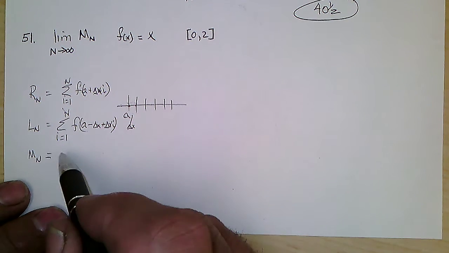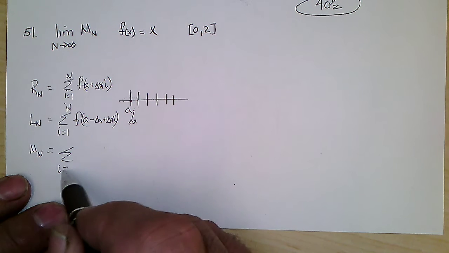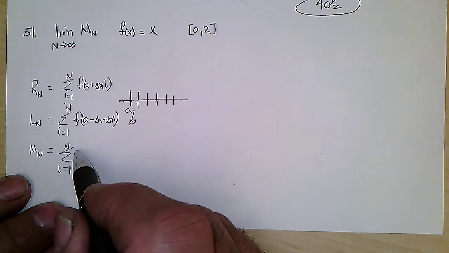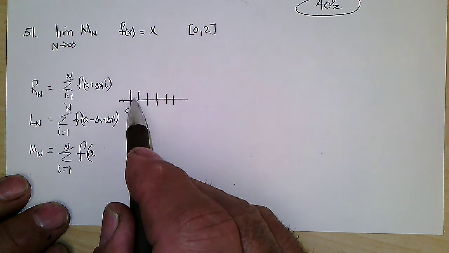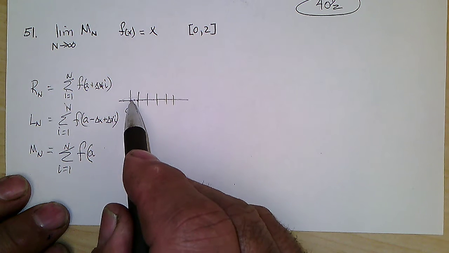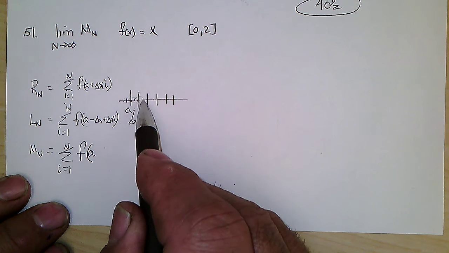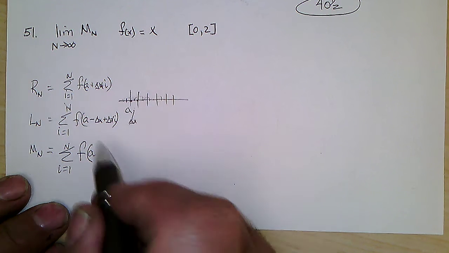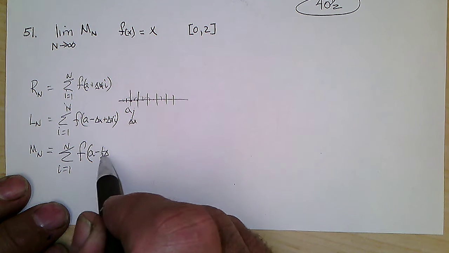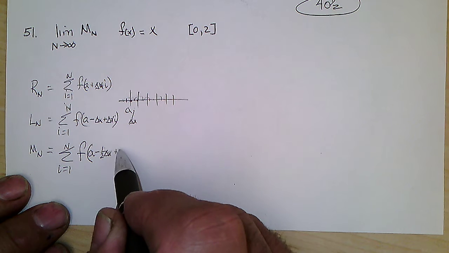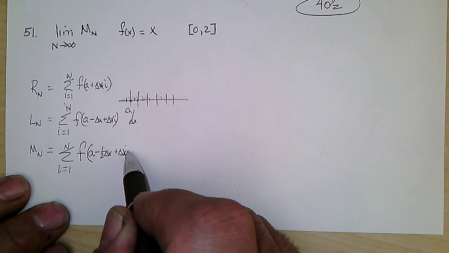Now, if I want to do midpoints, similar idea as the last one. I'm going to go to a, but if I want to land on the midpoints, I want to back up half of a width and then jump widths to land at the midpoints. So I'm going to back up half of a width, then go delta x times i.